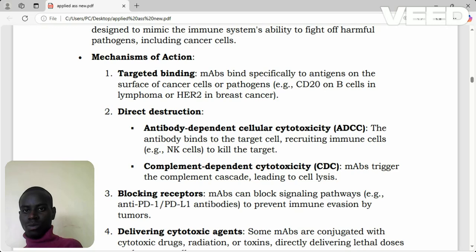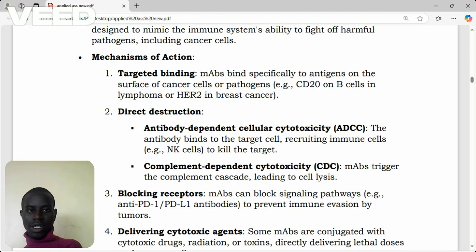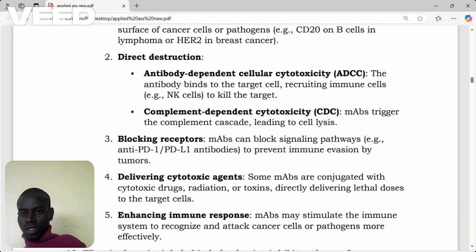Firstly, targeted binding. Here, monoclonal antibodies bind specifically to antigens on the surface of cancer cells or pathogens. For example, CD20 on B cells in lymphoma or HER2 in breast cancer.